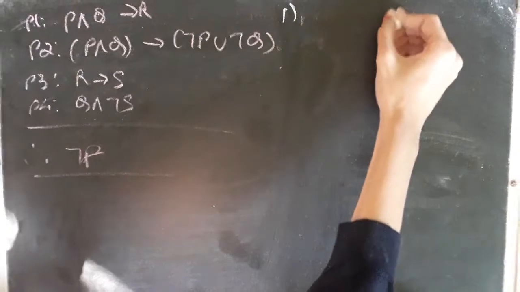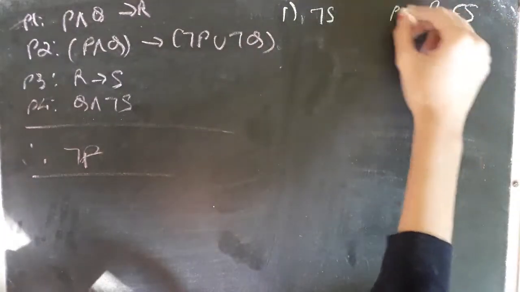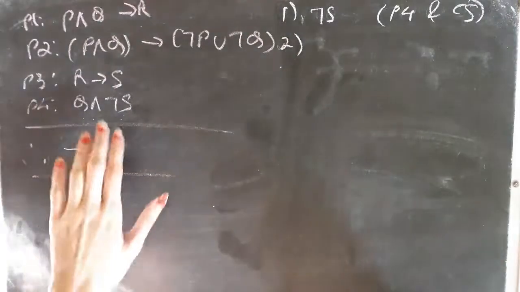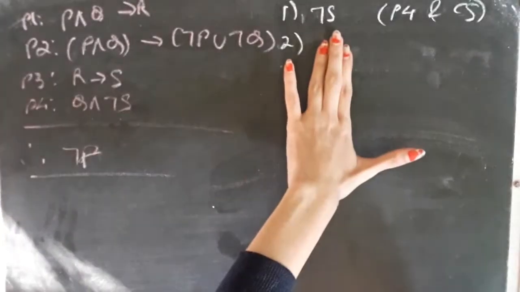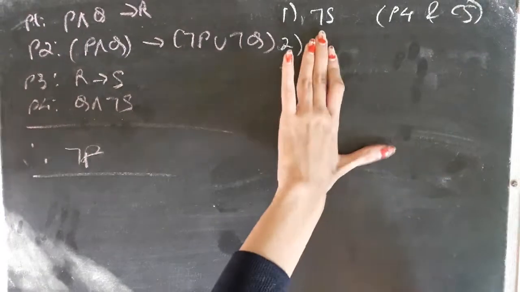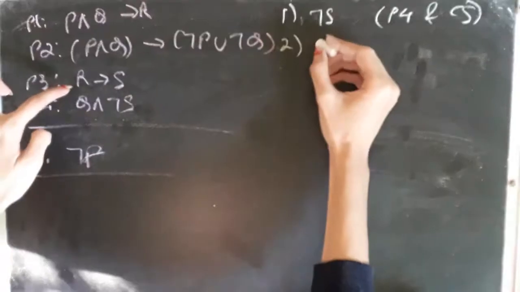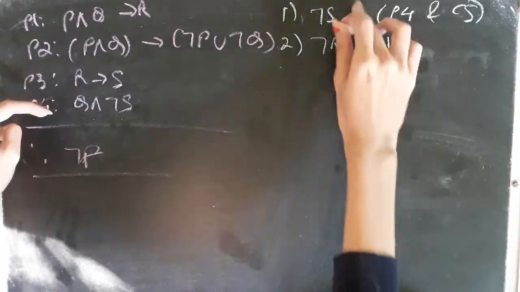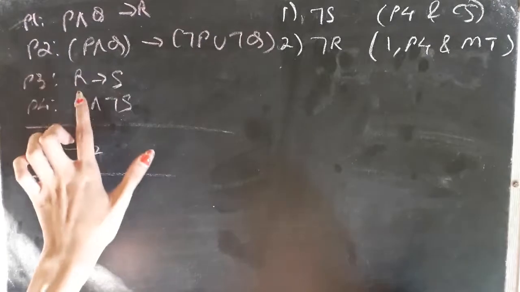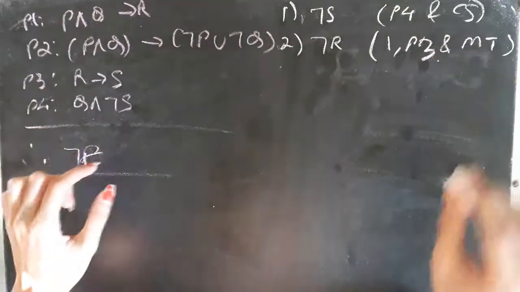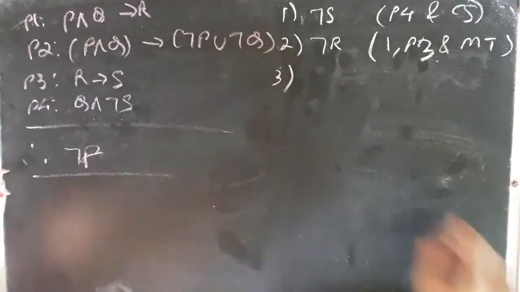From P4 we can get negation of S by conjunctive simplification, right? Q and not S implies Q is true and so is negation of S, right? So negation of S is true, and by conjunctive simplification we arrived at negation of S. Now we can use Modus Tollens here and get negation of R by using step 1, P4 and Modus Tollens. You see, Q and not S, R implies S, this will be P3, R implies S, negation of S, therefore negation of R.